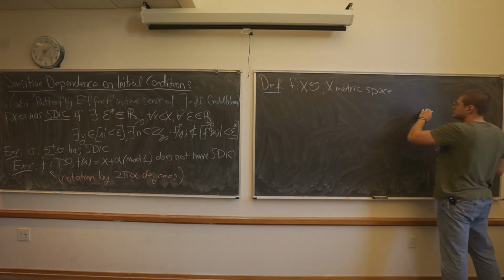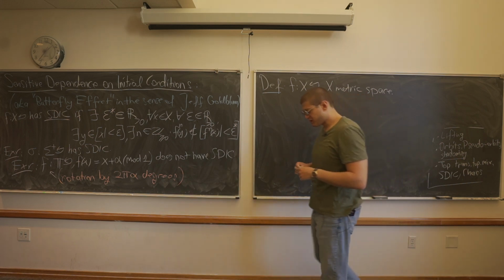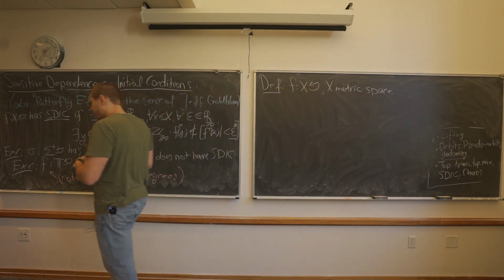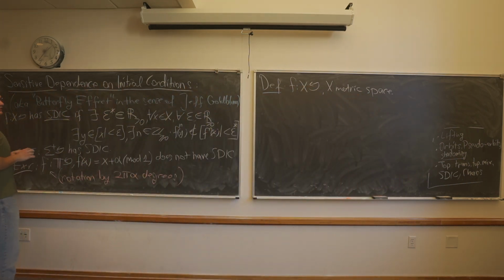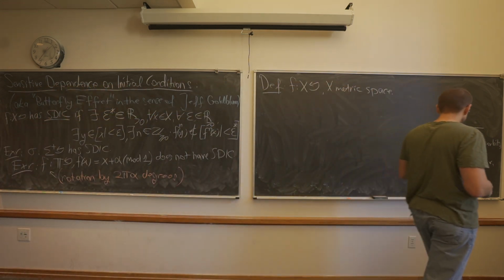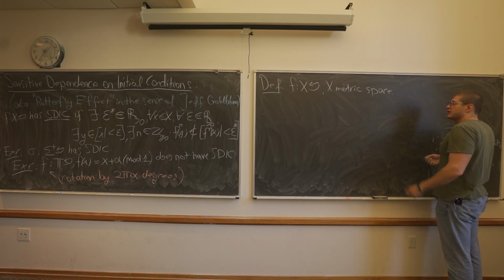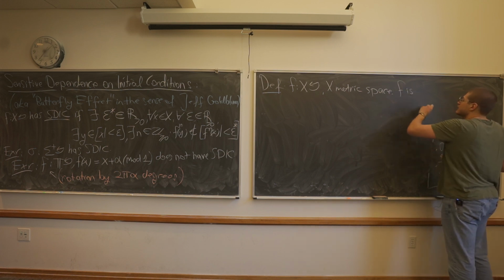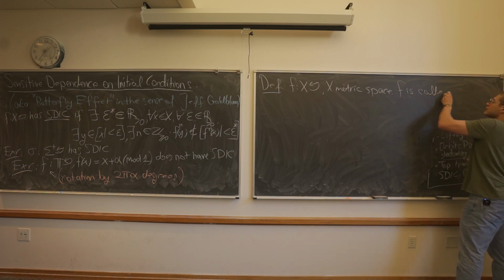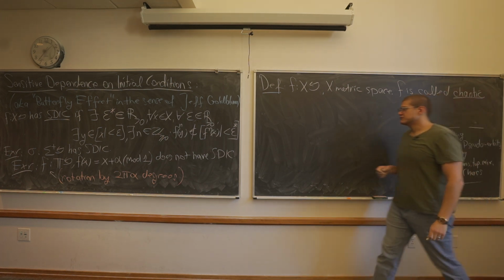Devaney was, or I think still is, one of those mathematicians who wrote one of the introductory books on dynamical systems back in the 80s, I think. And there he was using this definition. And so it became popular. People looked into it and so on. F is called chaotic in the sense of Devaney.